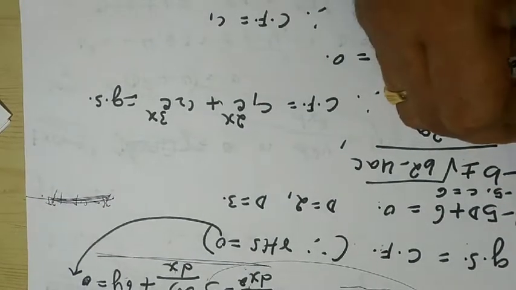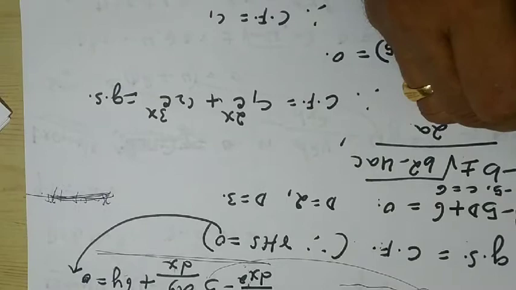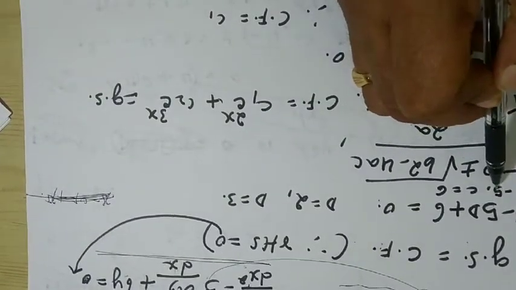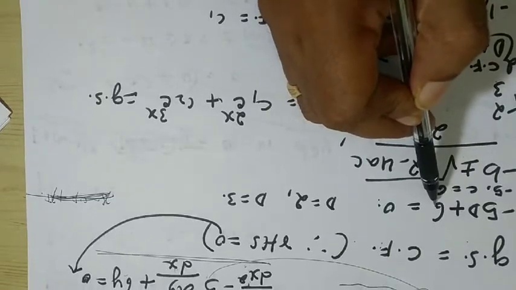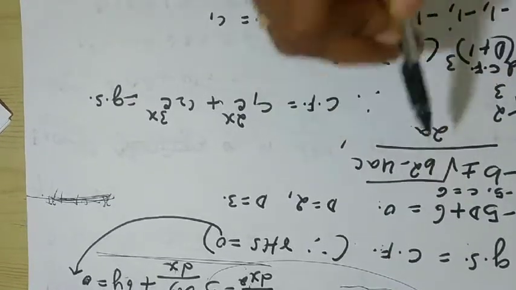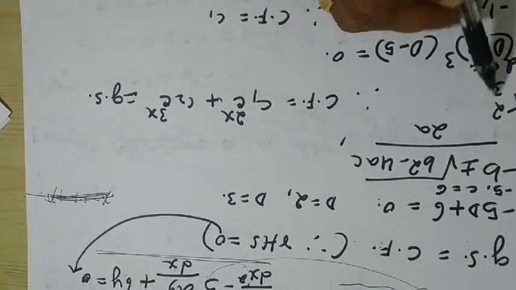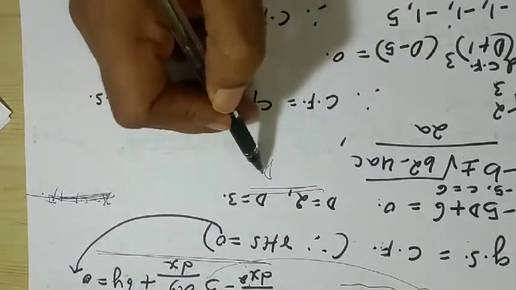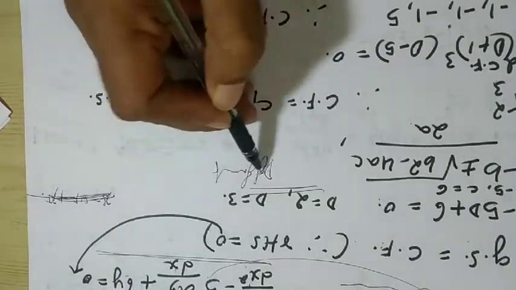So what did I do? Number behind D squared, that is a, a is equal to 1. Number behind D, that is b, b is equal to minus 5. This number is c, c is equal to 6. Substitute. You are getting 2 roots, D is equal to 2 and 3. How are these roots? These roots are different. So this comes under case 1.